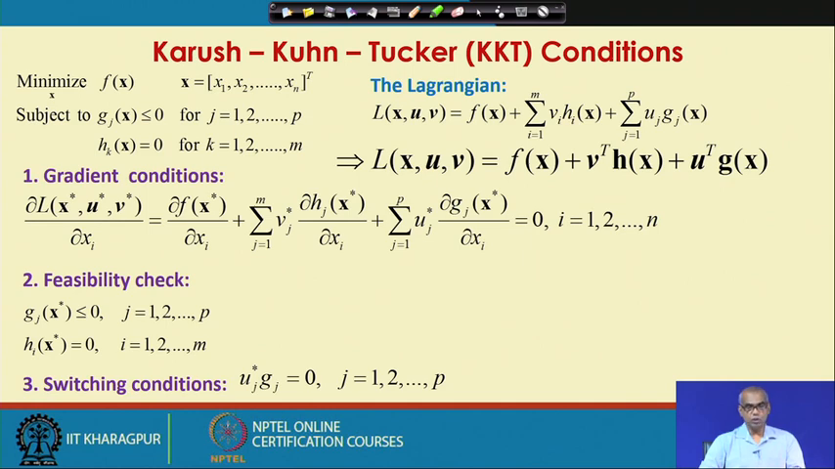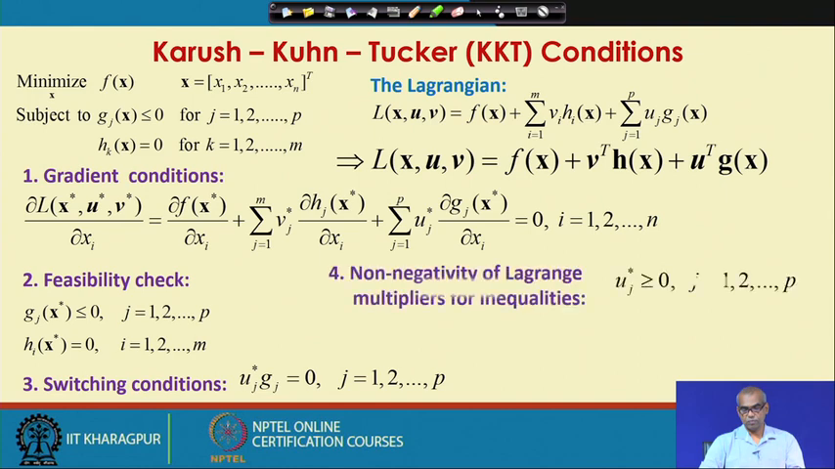When u equal to 0, g is less than 0, g is satisfied as less than 0, that means g is an inactive constraint. So, for an inactive constraint u equal to 0, Lagrange multiplier equal to 0. For an active constraint the Lagrange multiplier may be greater or equal to 0. So, non-negativity of Lagrange multipliers for inequalities, u is greater or equal to 0, all u's will be greater or equal to 0. We have discussed in our previous lecture why this happens.